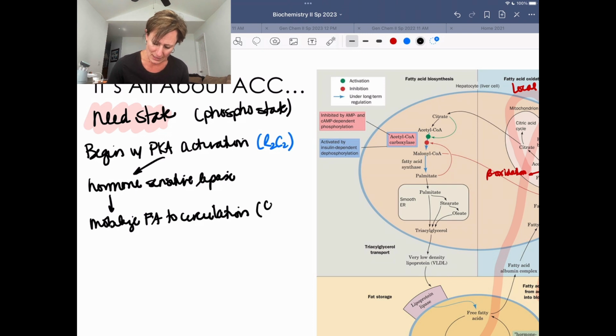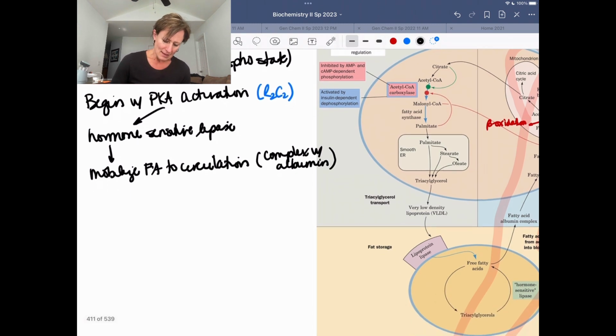And again, they're going to complex with albumin to do that. Okay. And then once we've got fatty acids inside the cells, we're going to need to do that activation and transport.